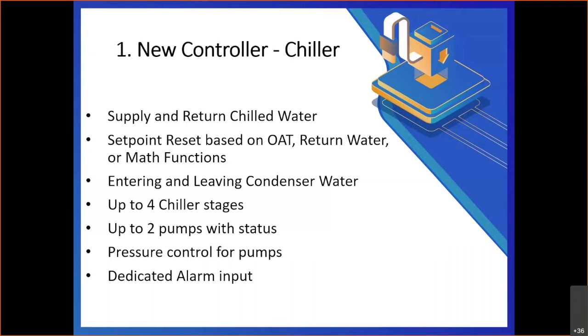We can monitor and do some limits off of entering and leaving condenser water. This will be good for up to 4 chiller stages and up to 2 pumps. Those pumps, of course, get status, and we can have our lead lag rotation, all that. We have pressure control for the pumps. So if these pumps are on VFDs, we're going to be able to manage that. And we also have a dedicated alarm input, so we can take an alarm from a chiller.